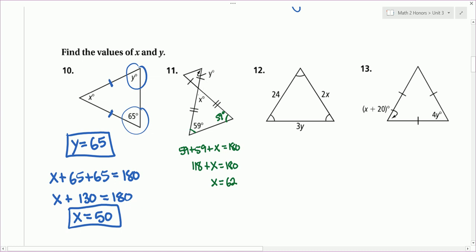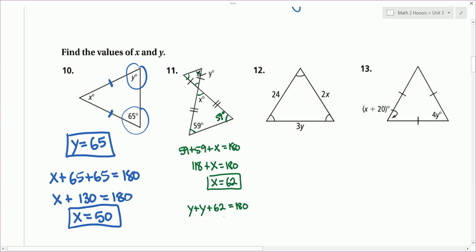Now, angle x is vertical with an angle in the smaller triangle, so that angle in the smaller triangle is also 62 degrees. And that small triangle is also an isosceles triangle, and so the base angles are the same. So we have two of the angles that are equal to y, so y plus that vertical angle that's equal to x, which is 62. So these are the three angles in the smaller triangle, and those add up to 180.